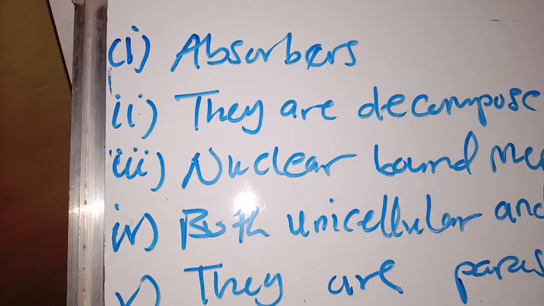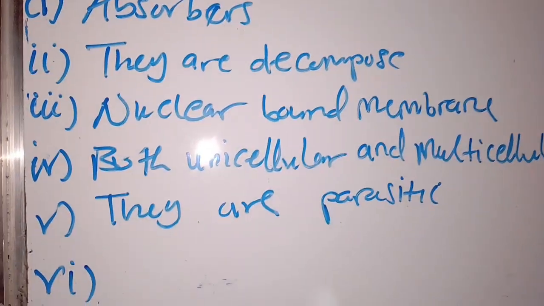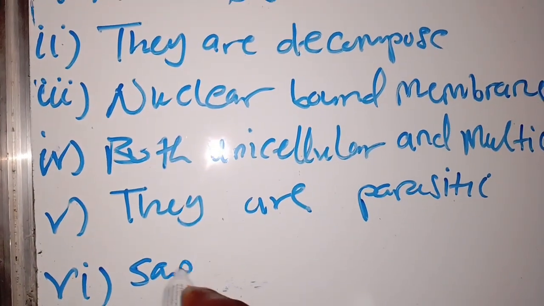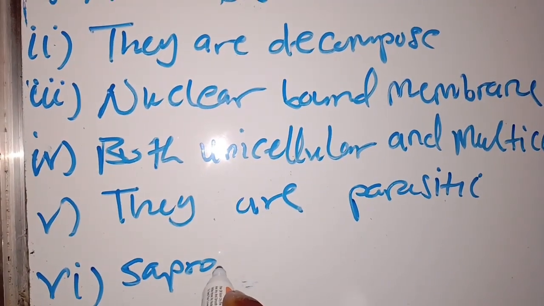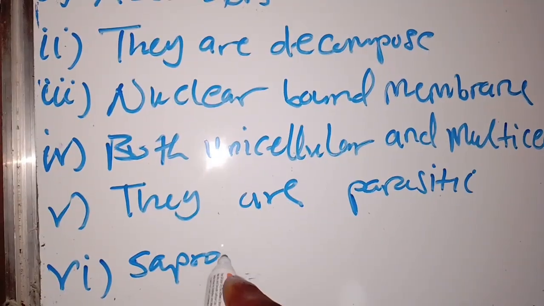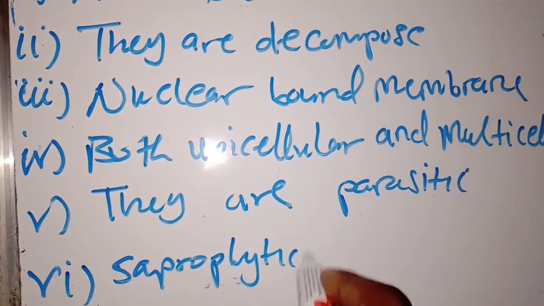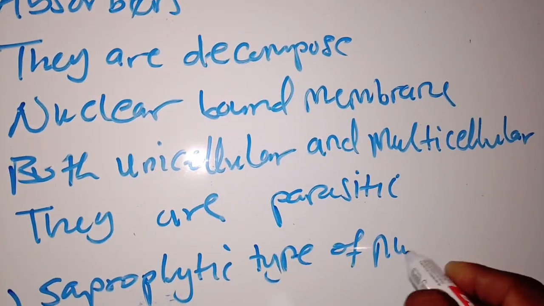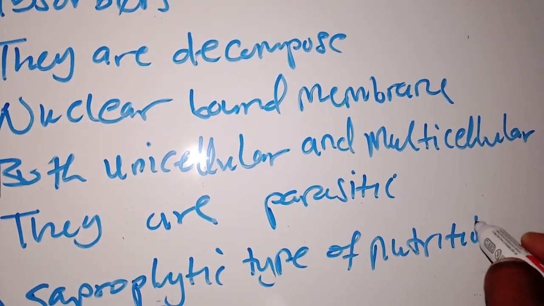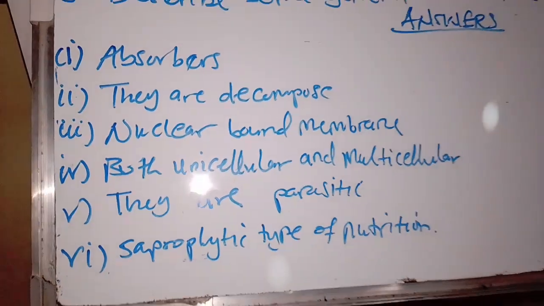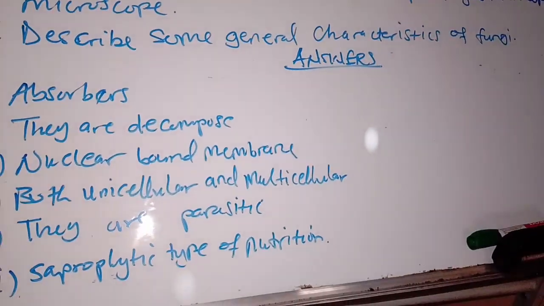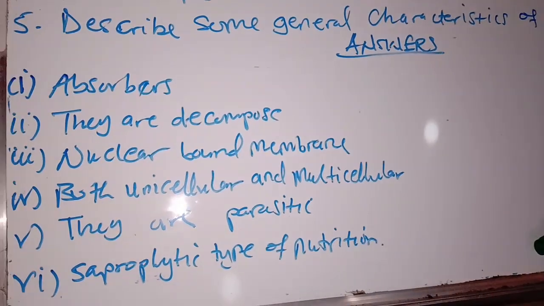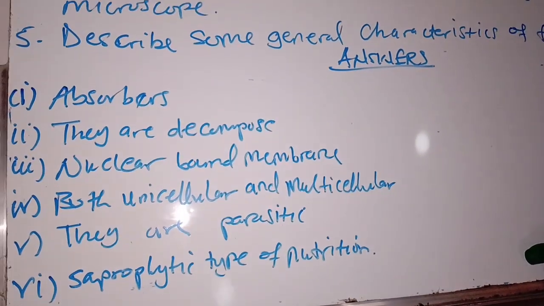And then type of nutrition. You have to know the type of nutrition. They are saprophytic, which means they feed on dead decaying matter. Saprophytic, type of nutrition. So this is what you need to know about the general characteristics of fungi in case you are asked in an exam. Okay, so this is it for now.